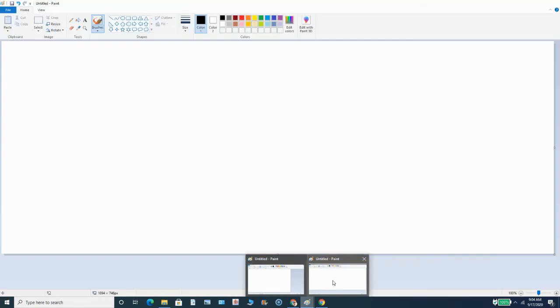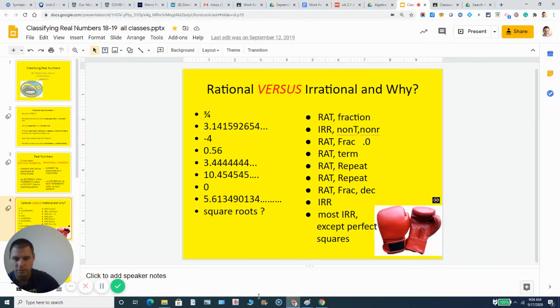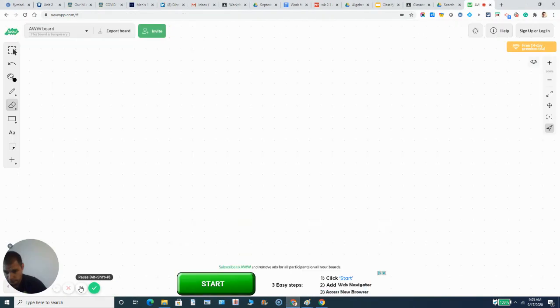So let me go into Paint here. Okay, so let's say we have the square root of 9. Well, the square root of 9, since 9 is a perfect square, and we talked about this a bit in the last lesson, that's equal to 3. So that is actually rational, right?